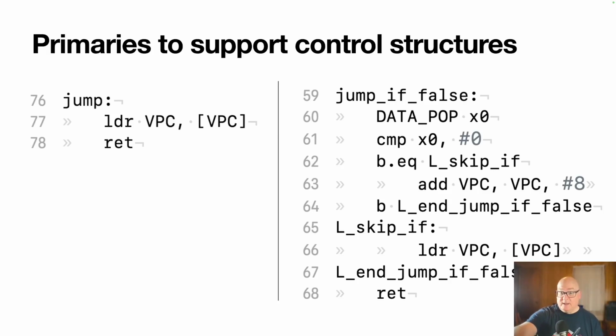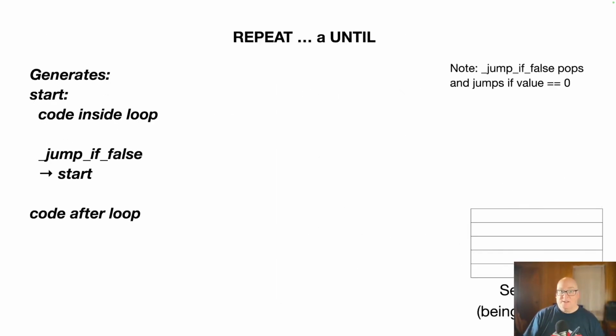The other case, in line 63, we didn't take the branch and we just skip over the word that points to the address. So we're just moving our program counter past the jump if false, past the address it points to, and we continue again with the rest of the code. Okay, so these are kind of the building blocks for if, while, repeat until, and so on. All right, so let's look at how repeat until works. And then we'll go to the code. I'll show you the code for it after that.